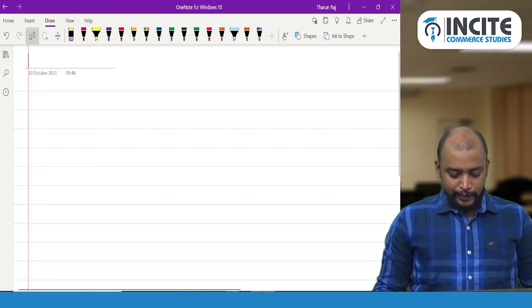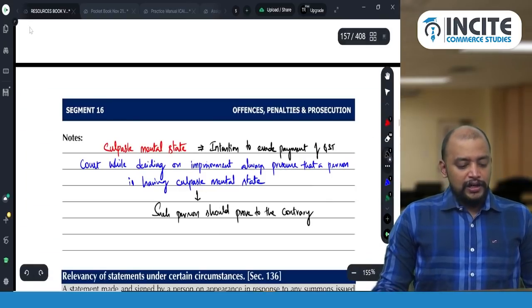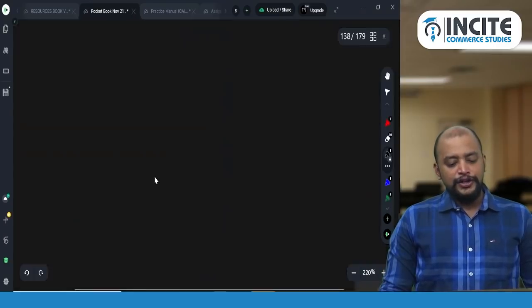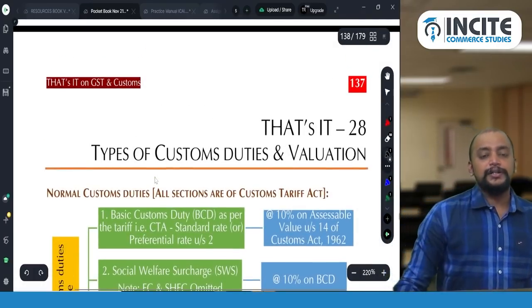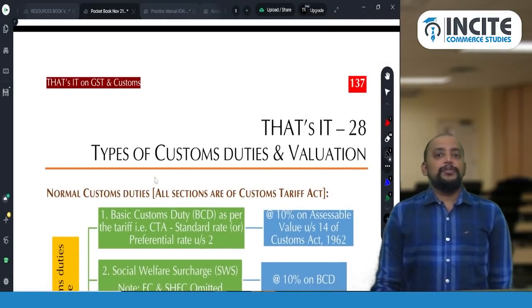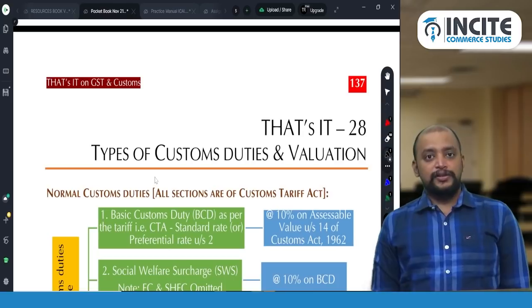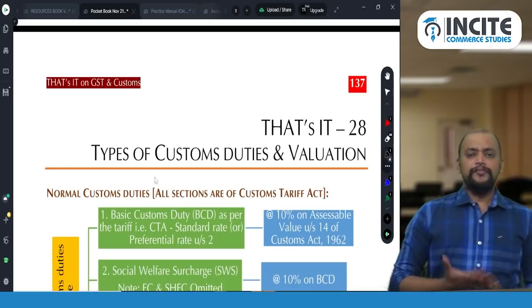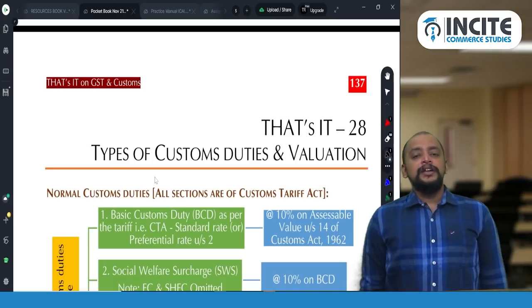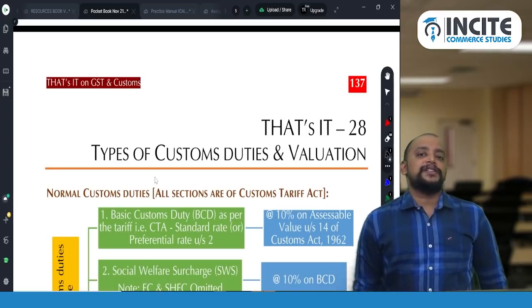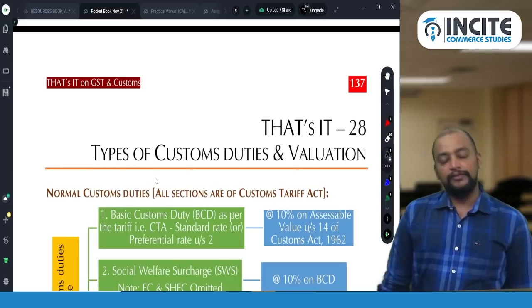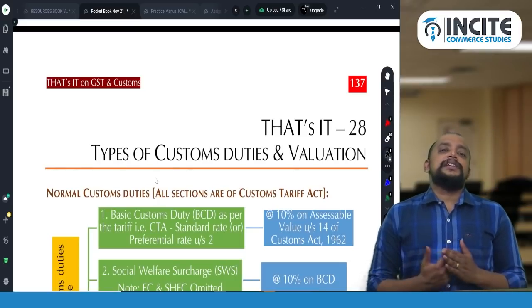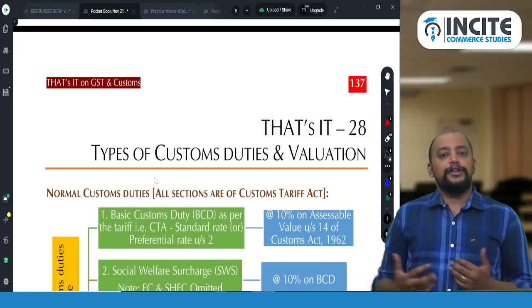So first of all, we have different types of customs duties. Have a look into page number 137, segment 28, types of customs duties and evaluation. A very important topic. So from this itself easily you can expect some 8 marks to 10 marks. So first, what are the various types of customs duties that we have? We are going to discuss.